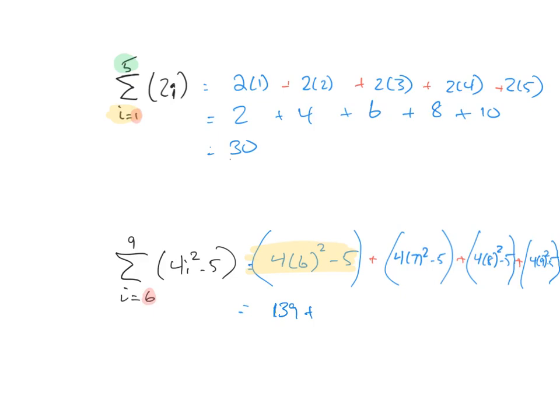7 squared is 49, times 4 is 196, minus 5 is 191, so that's the second value. 8 squared is 64, times 4 is 256, minus 5 is 251, and 9 squared is 81, times 4 is 324, minus 5 is 319. So we're going to add those four numbers together, and that's going to give us the summation of 4i squared minus 5 from i equals 6 to i equals 9. So 139 plus 191 plus 251 plus 319, and that gives us exactly 900.